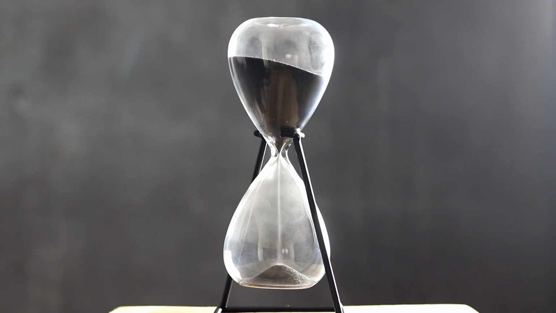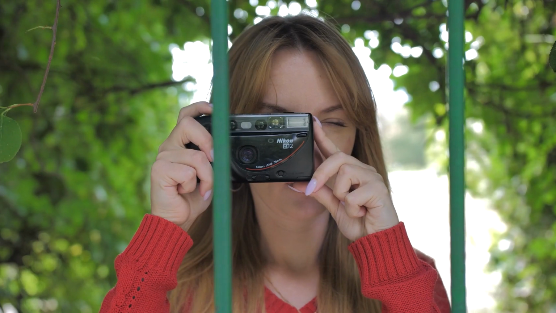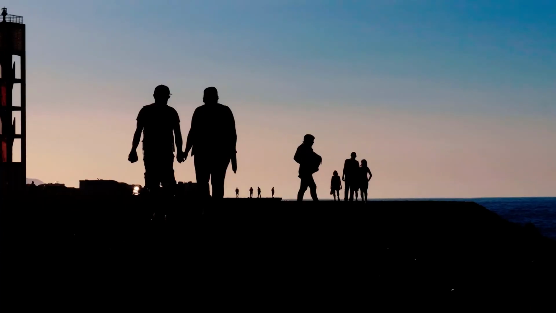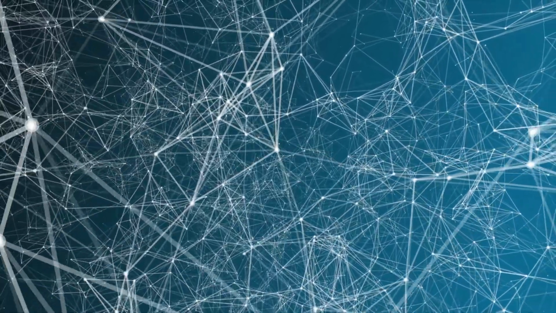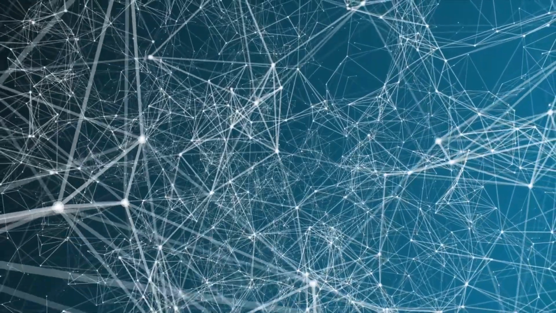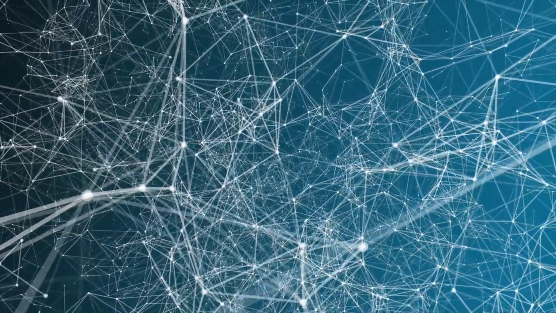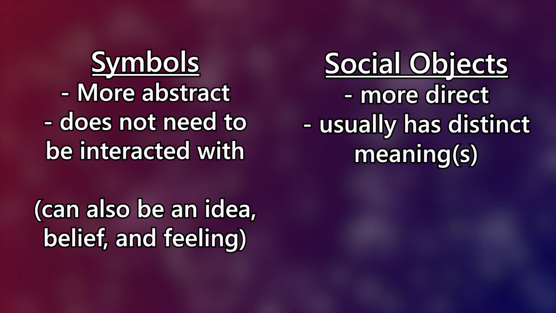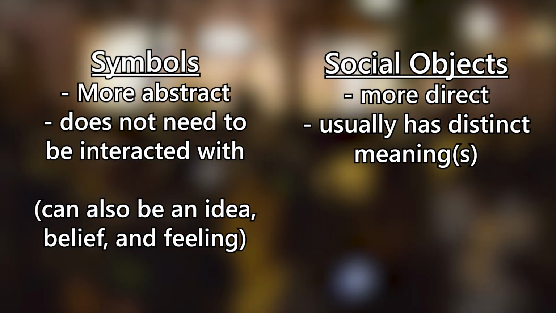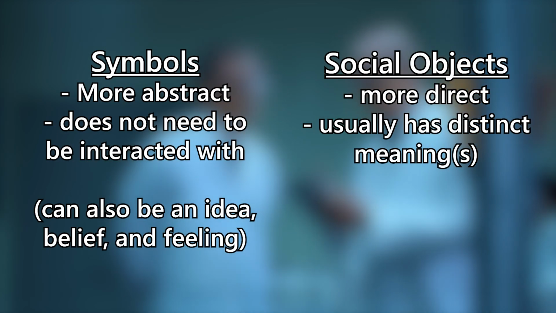Social objects are anything that can be interacted upon, whether that be cameras or cars, people, animals, you name it. Symbols and social objects are very similar in the sense that they can both technically be the same thing. It's a different way of looking at it. Symbols can be more abstract in their meaning, whereas social objects are more bound to certain events or certain people or other social objects. For the next part, I want to give a couple examples of this whole process.